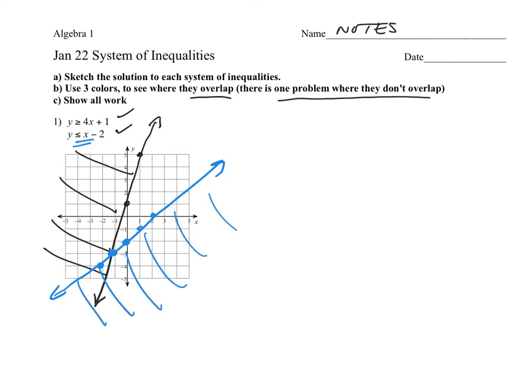And now you have to look and see where they overlap. Well, the black one is going up and the blue is going down, so where they overlap is this tiny space right here. That space where they overlap is the answer, this red section. And you can also include the lines because it's greater than or equal to or less than or equal to.